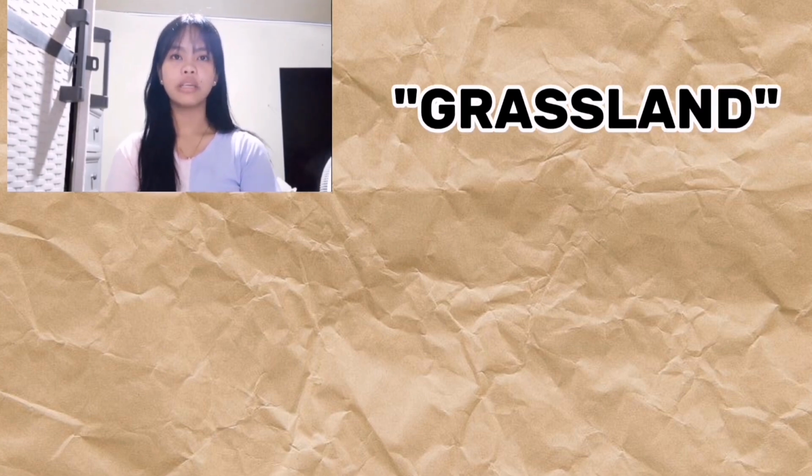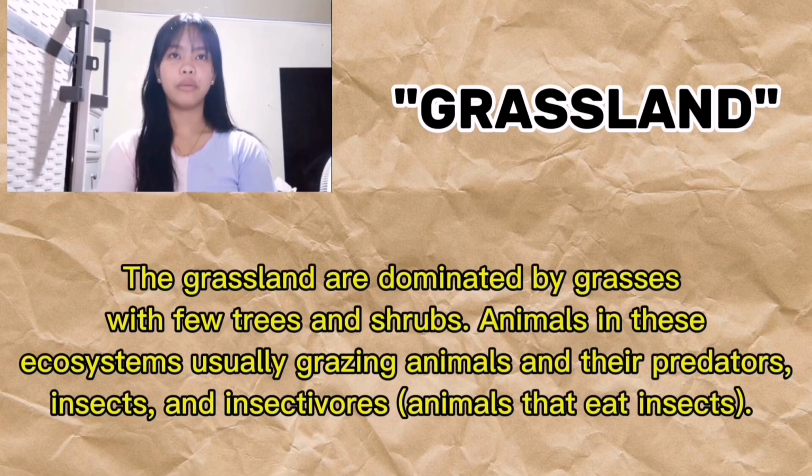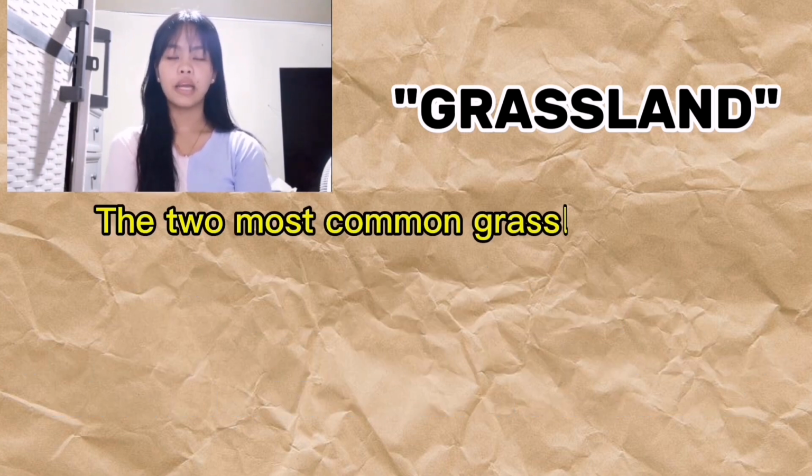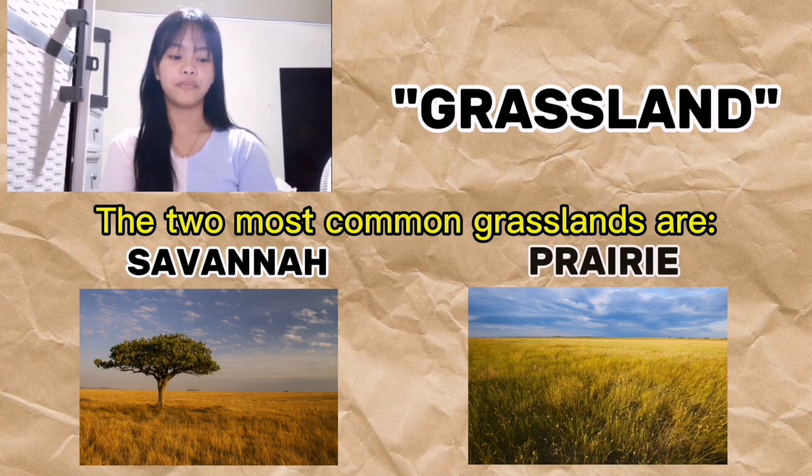Next, we have the grassland. Grasslands are dominated by grass with few trees and scrubs. Animals in this ecosystem are usually grazing animals and their predators, insects, and insectivores, animals that eat insects. The two most common grasslands are savanna and prairie.